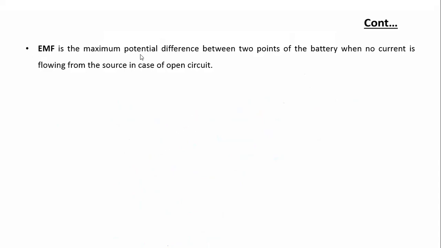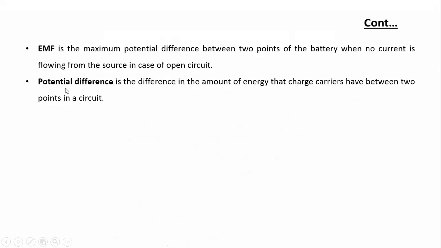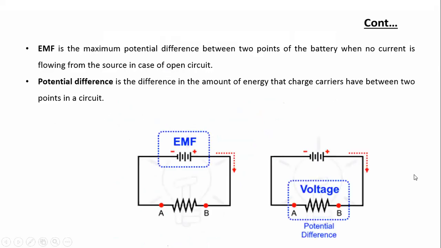Okay. So EMF is the maximum potential difference between 2 points of the battery when no current is flowing through the source, in case of open circuit, whereas potential difference is the difference in amount of energy that charge carriers have between 2 points in a circuit.